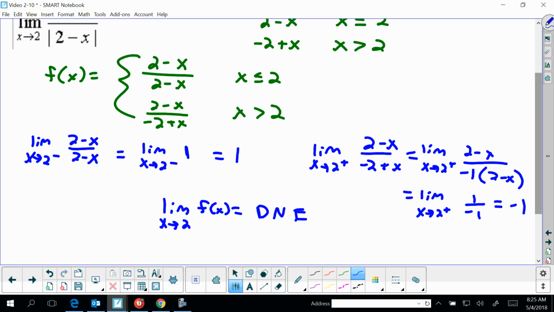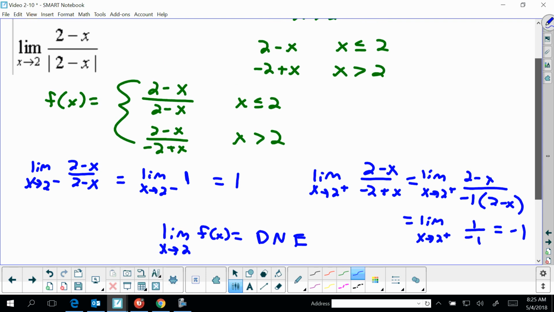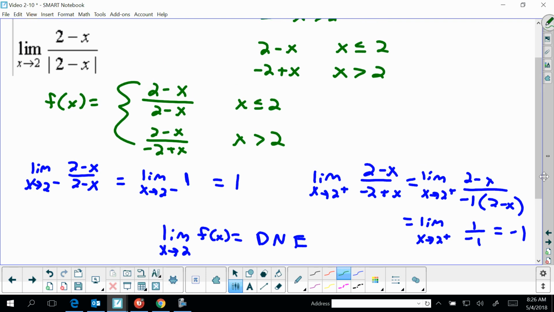Now, you want to be comfortable being able to write an absolute value as a piecewise function, being able to write it separately. And all you're doing is writing an interval where the inside is positive. That's just going to be the inside of your absolute value. And write an interval where the inside is negative. That's going to be the negation of your inside.